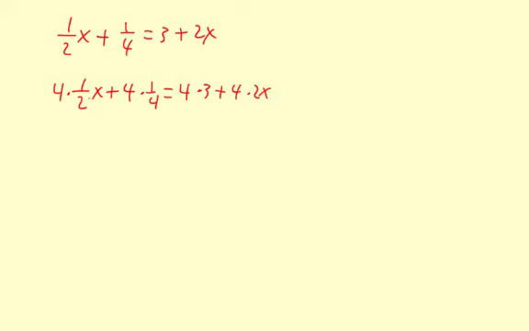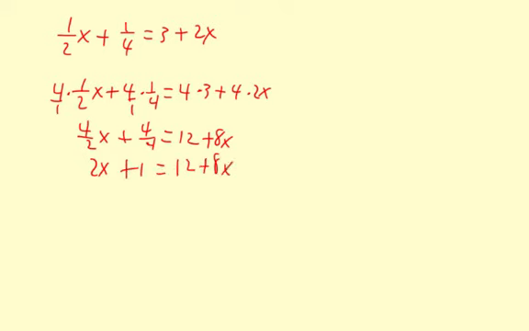Okay, so I'm using these dots to represent multiplication. And here's what happens. 4 over 1 times 1/2, that makes 4 divided by 2, x, plus 4 over 1 times 1/4, that's 4 over 4. 4 times 3 is 12, and 4 times 2x is 8x, so plus 8x. Okay, now the simplify step, 4 divided by 2 is 2, so that makes 2x. 4 divided by 4 is 1, so plus 1 equals 12 plus 8x.